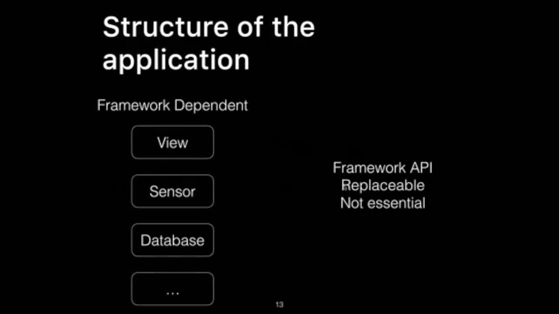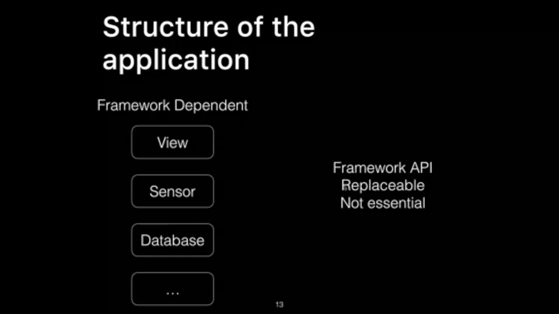In one part, we have all the components that are dependent on the framework. These are our views, the sensors, the database, etc. And these components are usually accessible via the framework API. They are replaceable, and they are not essential to our app. When I say essential, what I mean is that regardless of whether we implement our application as an iOS or Android application, the functionality remains the same, despite all the things that vary. In this case, the platform.